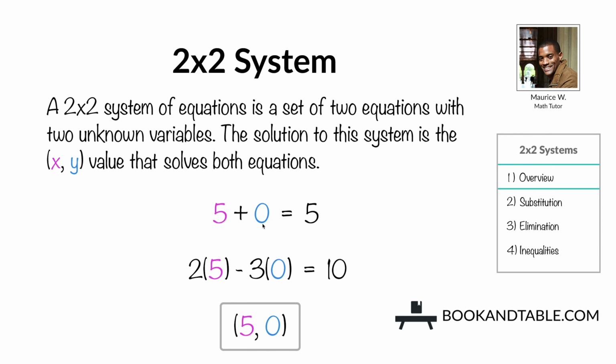In this case, 5 + 0 = 5, so the first equation checks out. And in the second equation, when x is 5, we get 2 times 5, which is 10, minus 3 times 0, our y. So we get 10 - 0, which is equal to 10. So the x equal to 5 and the y equal to 0 winds up making both equations true, and thus (5, 0) is the xy value that solves this system.